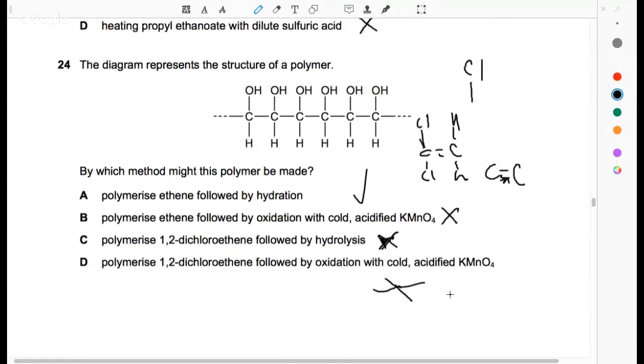Oxidation. Yeah, it's D. Why? Because it can't be the others. Okay, but D also, as I said, you need a double bond, right? But if you polymerize it, it's an ethane, halogenoalkane. Now, maybe you could read it.